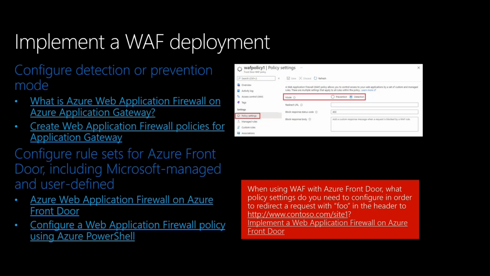WAF policies are configured to run in one of two modes, and you can kind of see it in the top diagram, the white box up at the top. There is detection mode and prevention mode. When you run a WAF policy in detection mode, the WAF doesn't take any actions other than monitoring and logging the requests that match a WAF rule, and they log that into the WAF logs. When they're in prevention mode, the WAF takes a specified action if a request matches one of the rules.